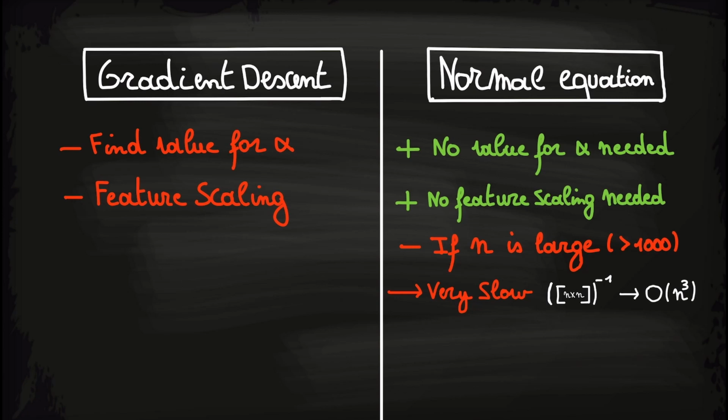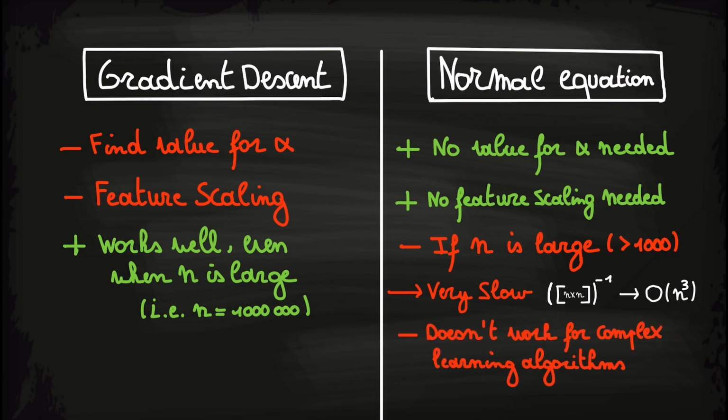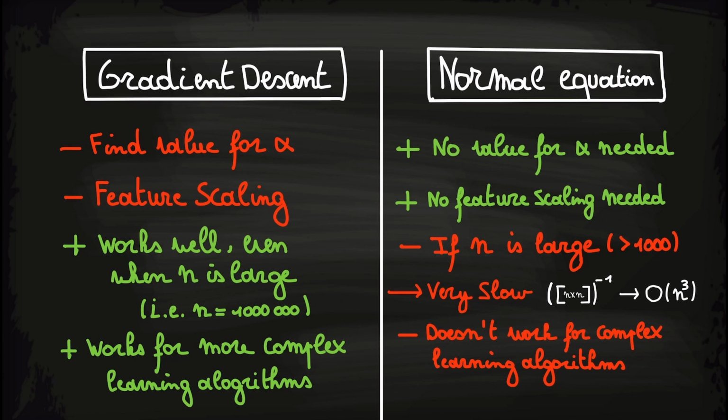On the other hand, gradient descent works well even when we have a lot of features. Gradient descent works well even if we have 1,000,000 features. And finally, the normal equation doesn't work for more complex learning algorithms like logistic regression. So we can't forget about gradient descent. The gradient descent algorithm still stays very relevant in machine learning.